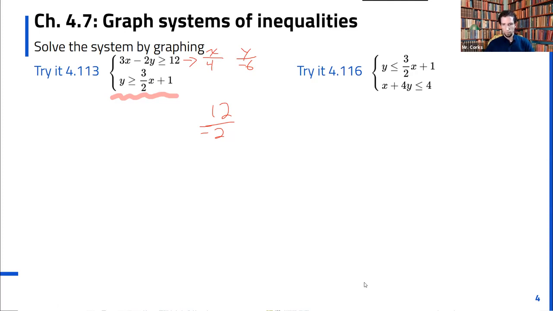Okay, that looks better. I'm sorry, Professor, may I ask a question? Sure. What do we do in the second equation? What does 12 over -2 mean? Okay. I'll just repeat the process of finding the intercepts.